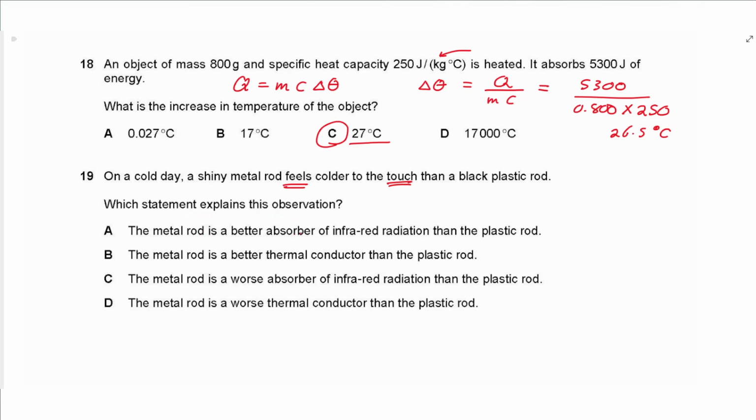The metal rod is a better absorber of infrared radiation. No, we are talking about conduction. The metal rod is a better thermal conductor than the plastic rod. Yes. The metal rod is a worse absorber. Again, no. Worse thermal conductor than plastic. No, metals are better conductors than plastic. So the answer here is B.